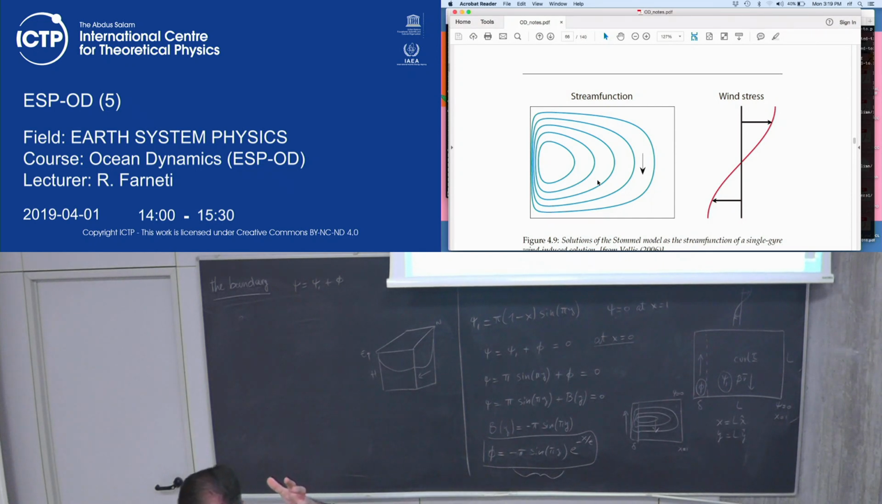You have all the Sverdrup interior going to the south. You will need to bring the same amount of water to the north. And that will be on the western boundary. That's why the Gulf Stream is relatively narrow, but is a very strong current, because it's taking back to the north all the water that is going towards the equator in the interior, just by conservation.